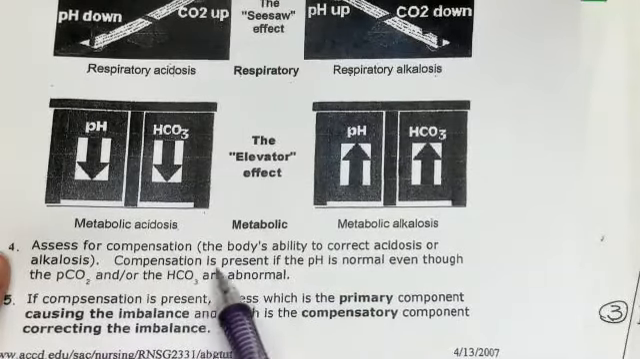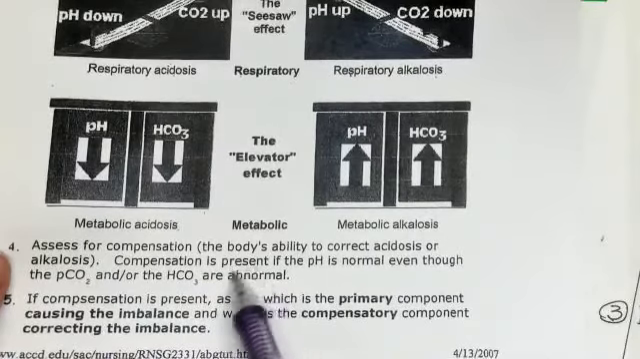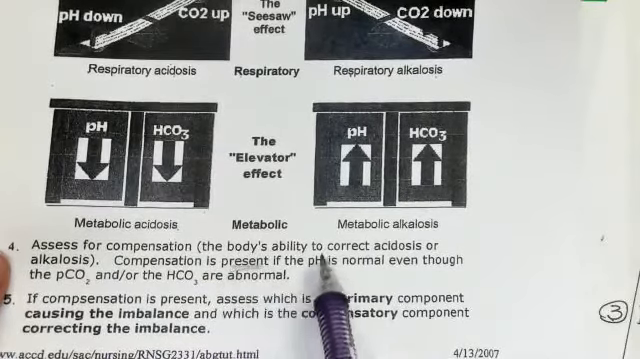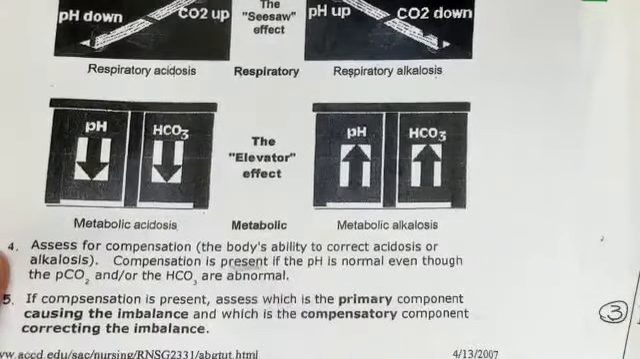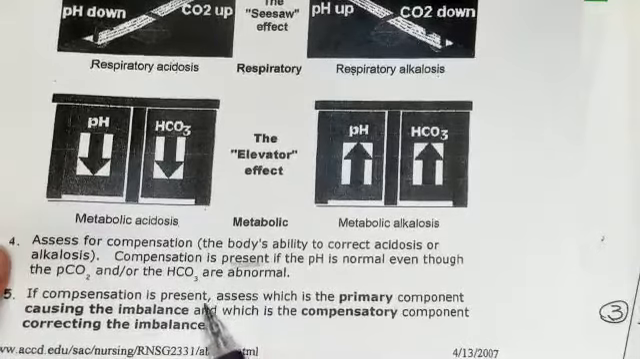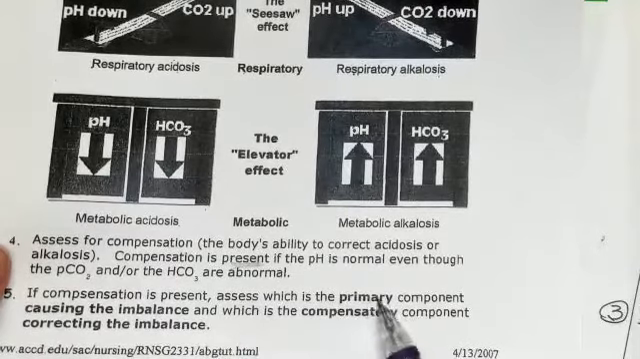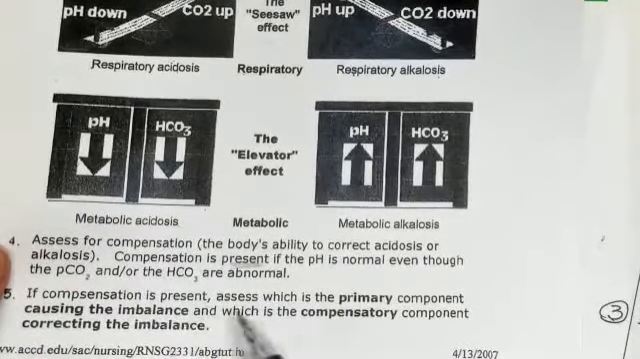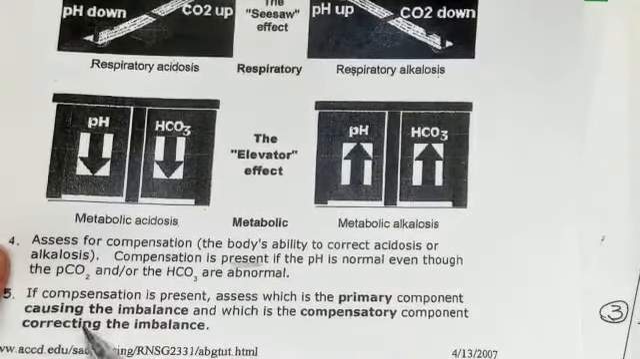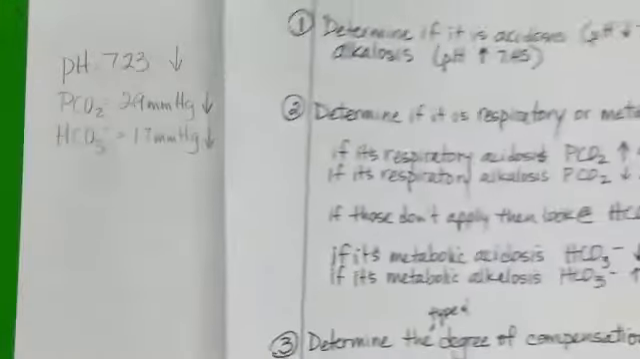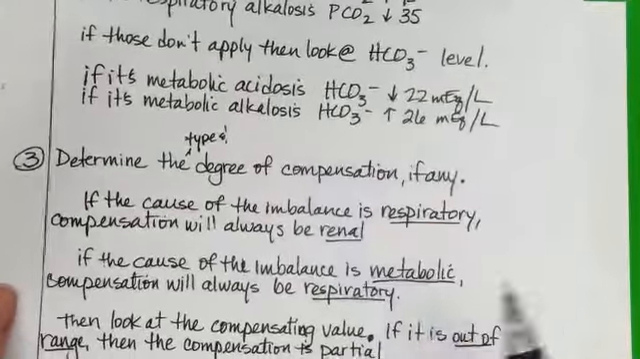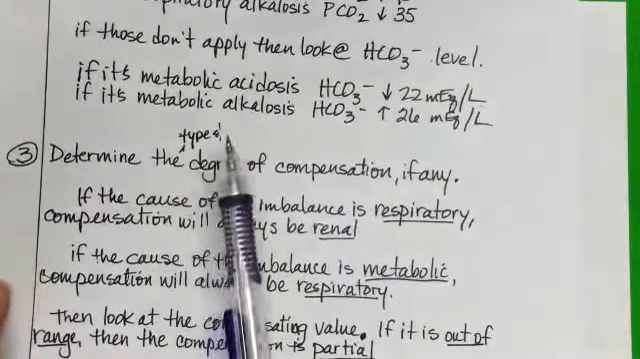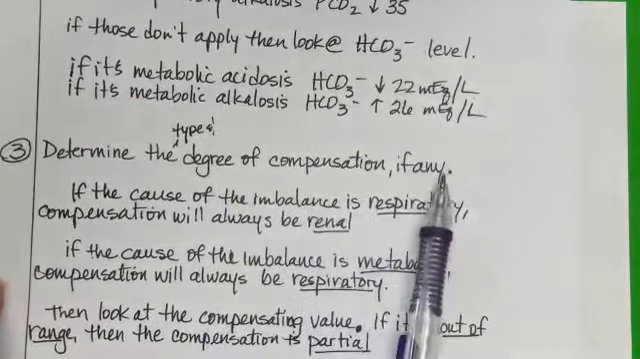Okay, compensation is present, not really present, but full. So my body has totally fixed the problem if the pH is normal, even though PCO2 and bicarbs are abnormal. If compensation is present, assess which is the primary component causing the imbalance and which is the compensatory component correcting the imbalance. So then we go back to our instructions, and after we figured out that it's metabolic acidosis, then it says to determine the type and degree of compensation, if any.